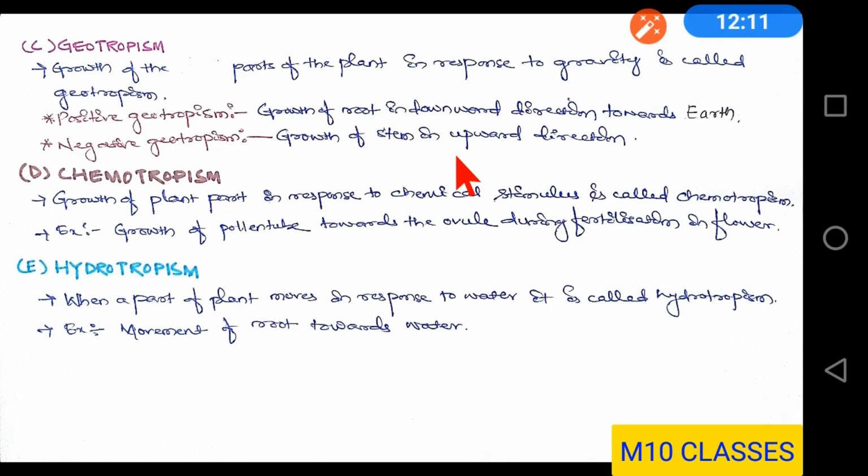Next comes geotropism. Geo means earth. That means the growth of the parts of the plant in response to gravity is called geotropism. What is positive geotropism and negative geotropism? The growth of the root in downward direction, that is towards earth, is called positive geotropism, and the growth of the stem in upward direction, that means in the opposite direction of gravity, that is called negative geotropism.